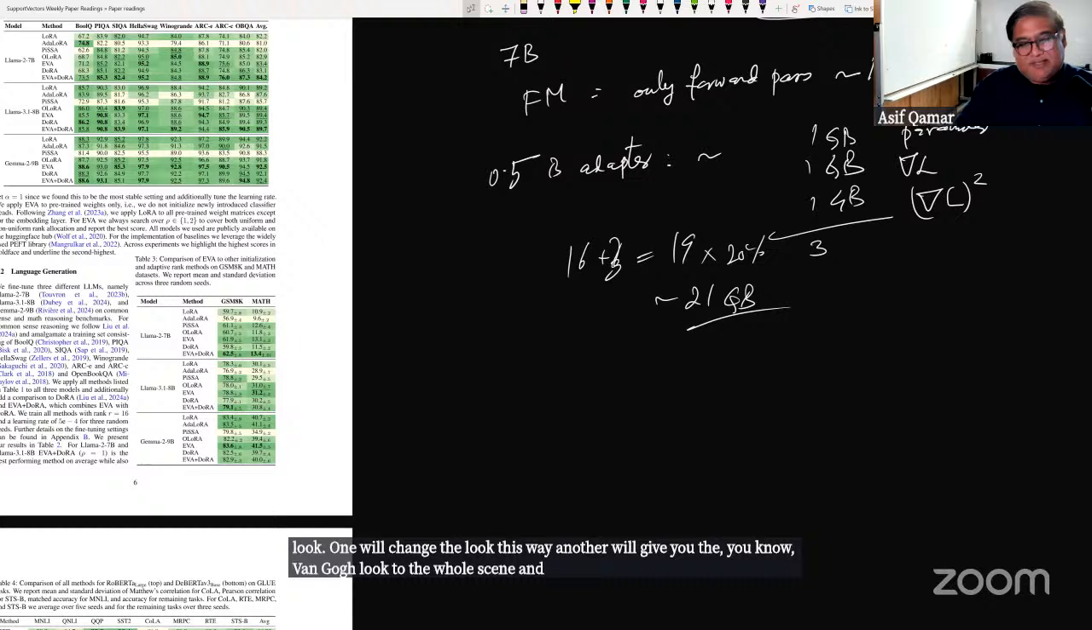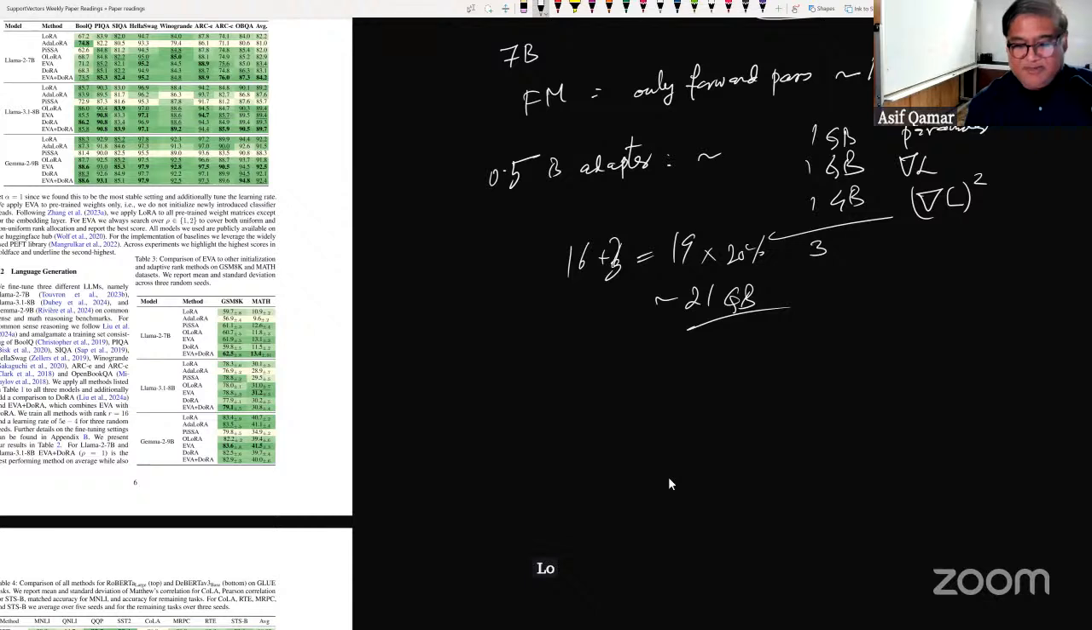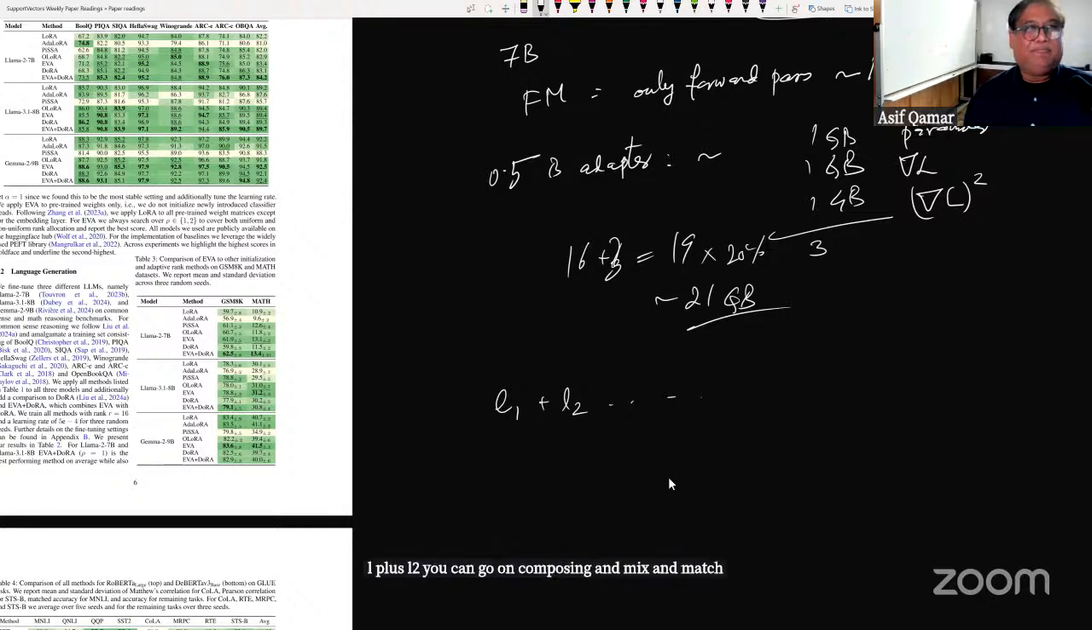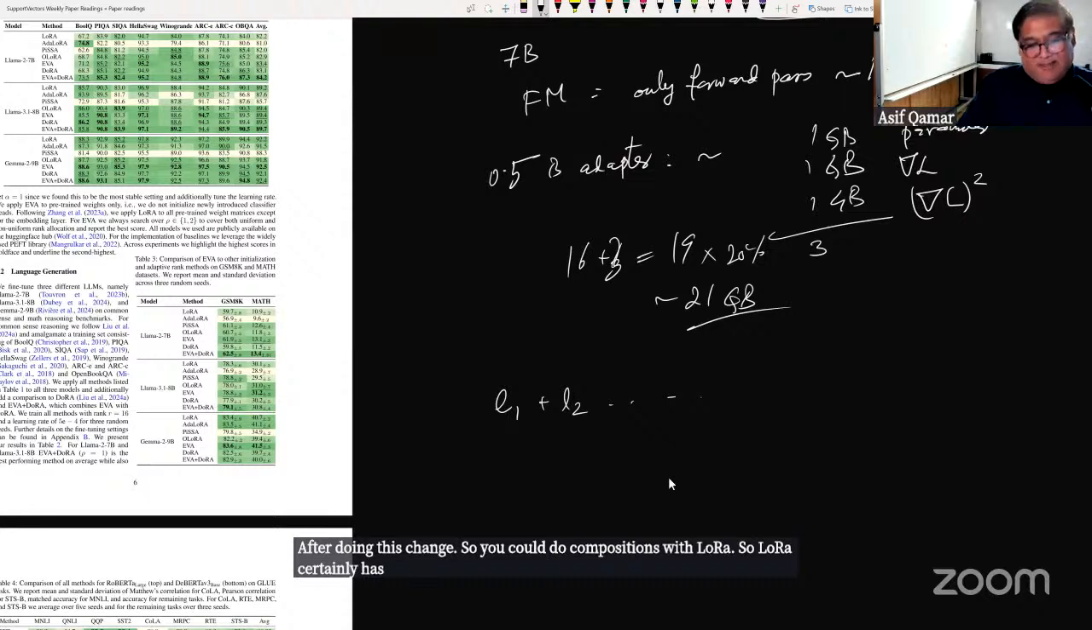They are LoRa adapters. The good thing with LoRa adapters is they're composable. You can take LoRa L1 plus L2. You can go on composing and mix and match dynamically at runtime. You can say, make sure to do this to the person, if there's any person in the picture. At the same time, give the entire picture itself a Rembrandt look, after doing this change. So you could do compositions with LoRa. So LoRa certainly has wide practical applicability.